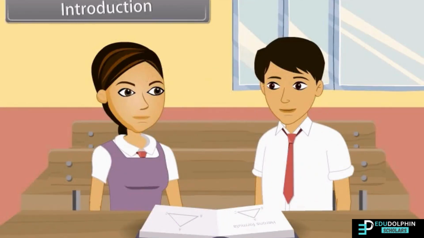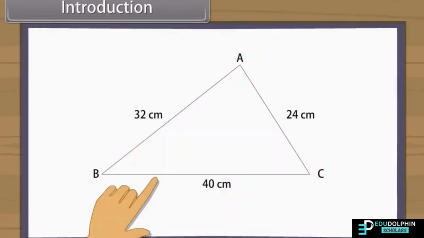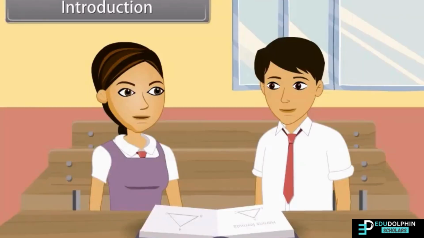Introduction. Hi Aarti, can you help me solve this question? Yes, tell me what is the problem? I have to find the area of this triangle. Oh, it's easy. We can calculate its area by using Heron's formula. Heron's formula?